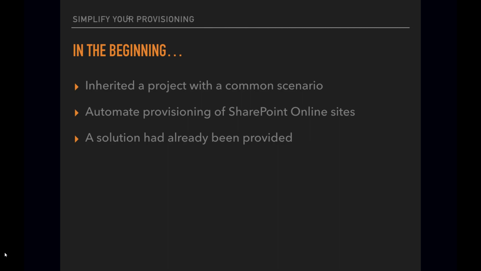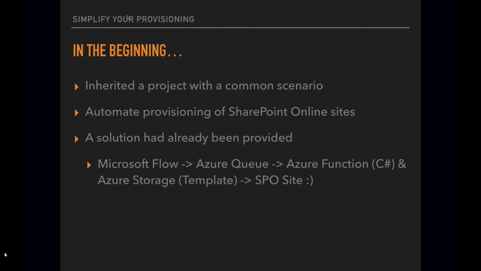I've got something to provision sites with. But the problem was that it was using quite a few technologies. It already used Flow, which was great, but it was using queues. It used an Azure function primarily for actually creating the sites, written in C#, and our provisioning templates were stored in Azure storage as well. The output was a SharePoint site, but it seemed just a little bit complicated.